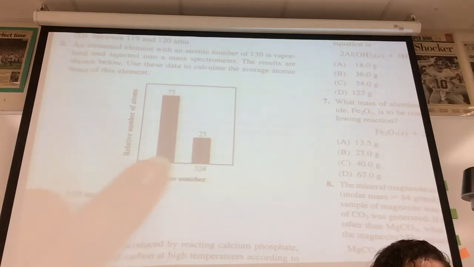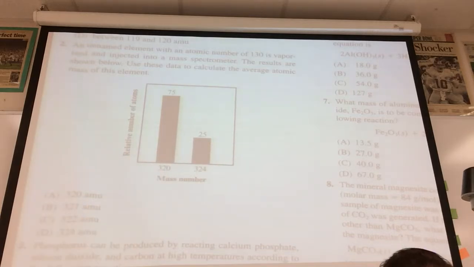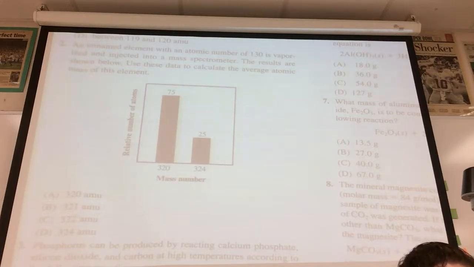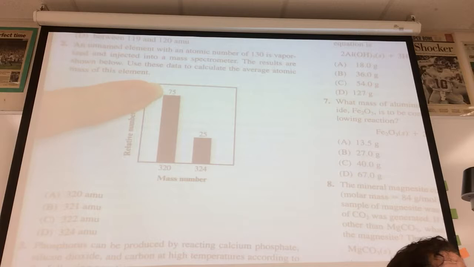So we've got how many isotopes? 2. Which is more abundant? 320. Now, before you try and answer the question, if you had 50% of each of these isotopes, what would the average weighted atomic mass be? 322 is correct. But you have 75% of 320 and 25% of 324. So, what would the average weighted atomic mass be without a calculator? 321 is correct. And you just look and you've got it. All right? No calculator required.